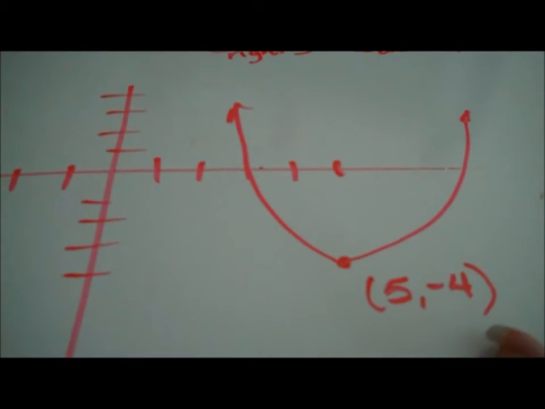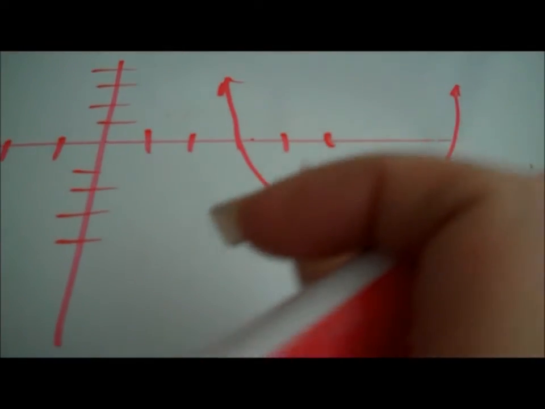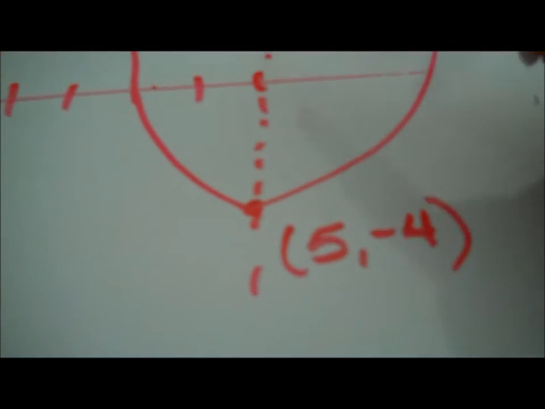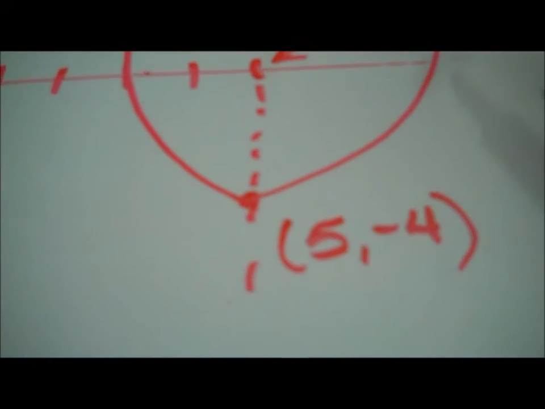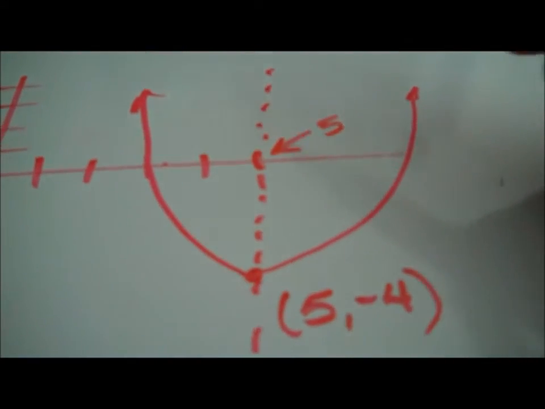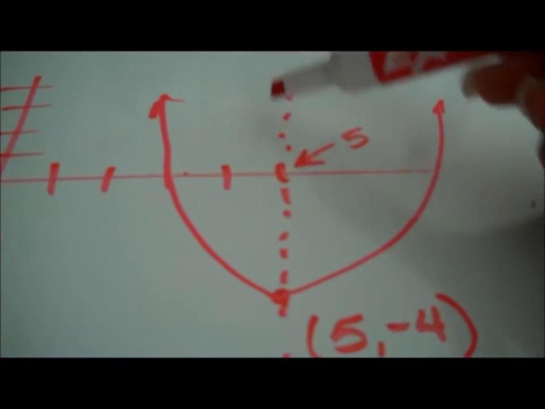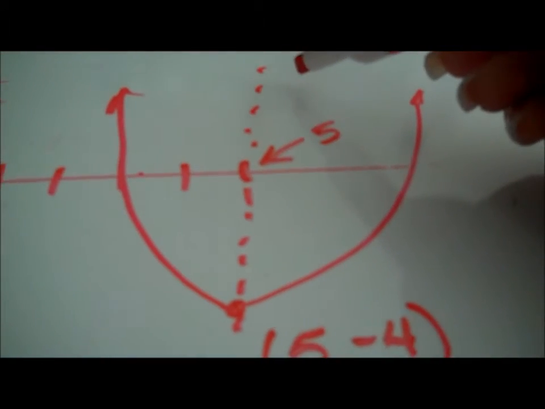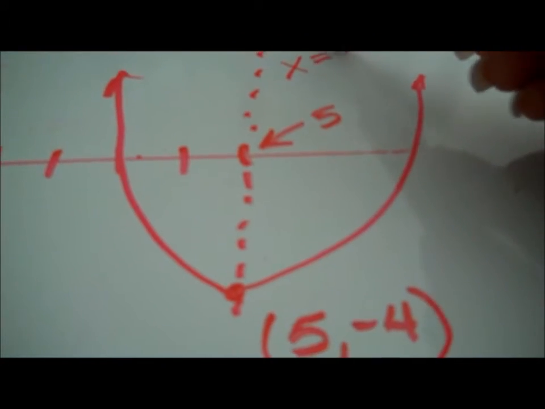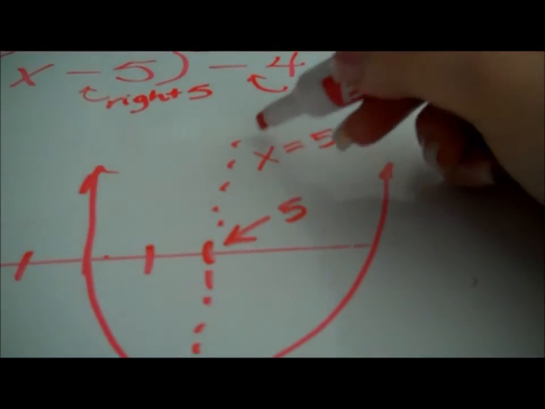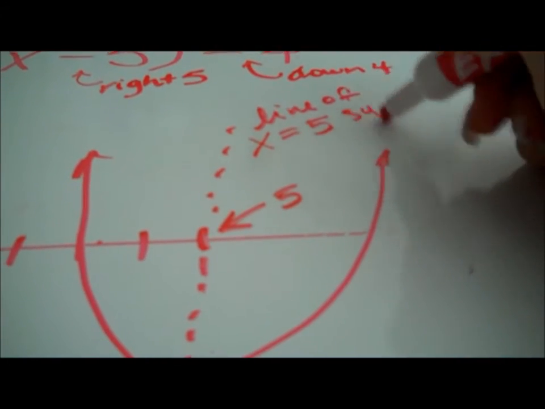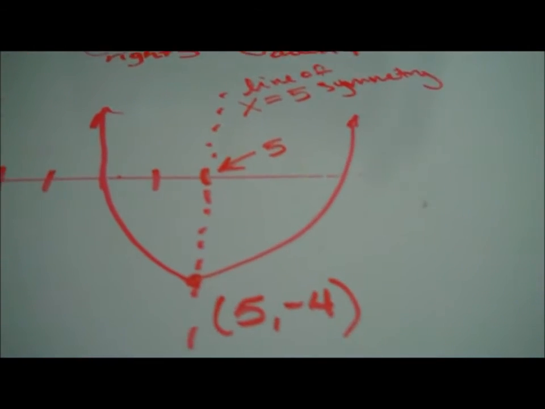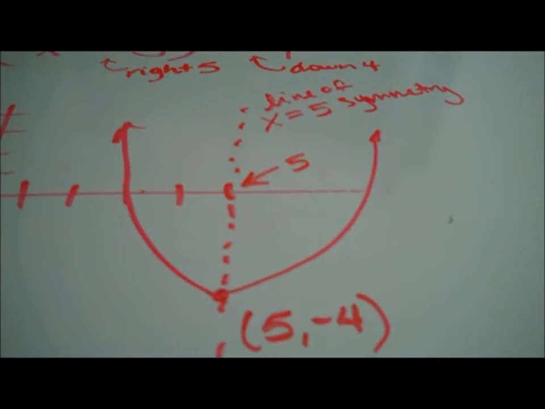And if I were to ask you for the line of symmetry, what line would go directly through the vertex? And if we look right here, that's 5, right? What equation of a line would identify this dashed line? Well, since it's only going through the x-axis, this is a vertical line at x equals 5. So x equals 5 would be the line of symmetry.